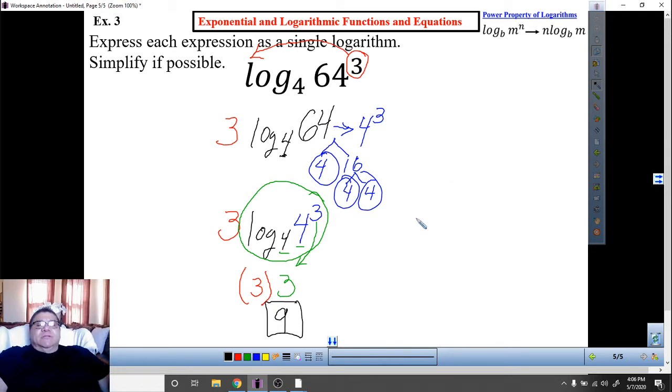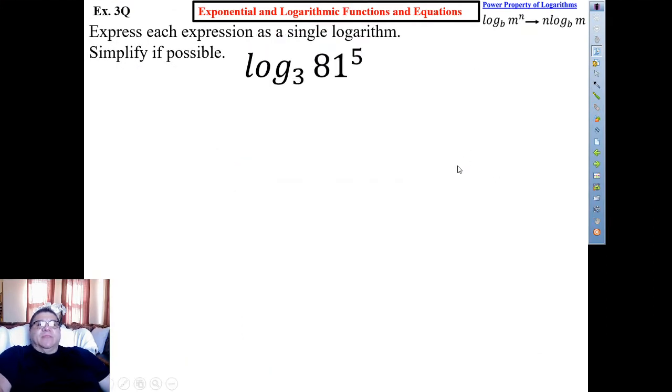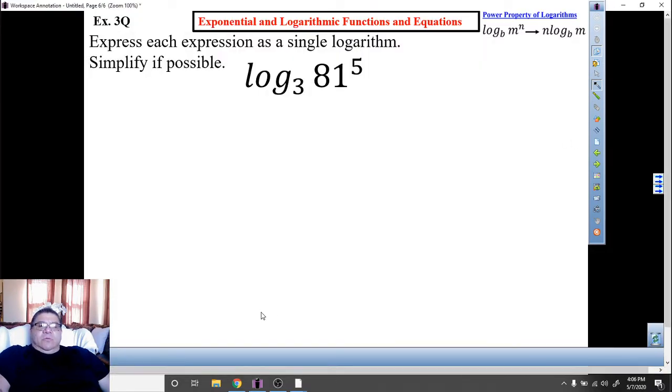All right, and we're back. So let's do another one. This was example 3. Let's go to example 3Q. Example 3Q, same thing. Express each expression as a single logarithm and simplify if possible. We got log 3, 81 to the 5th power. So let's do this one together. Copy that. You don't need to copy the instructions anymore. Just copy the log. All right. So what kind of property are we working with right now so far? It's the power property of logarithms. What do you notice? That the 3 and the 81 are not the same. The base is not the same as the given number.